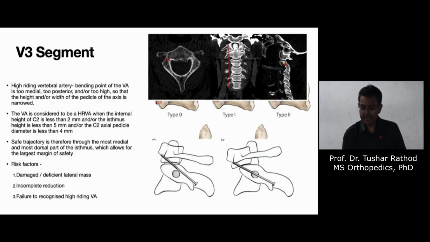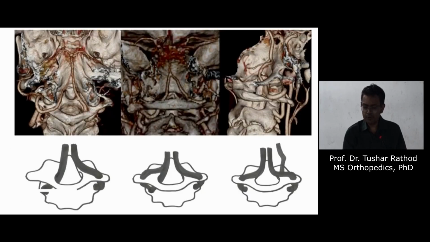Or if you do an incomplete reduction, because we've been trained in the transarticular screw to always aim towards the C1 arch. But if you have incomplete reduction, the arch is going to come down, and if you go through the foramen you will injure the vertebral artery. So these are the important things: you should have a good reduction beforehand.